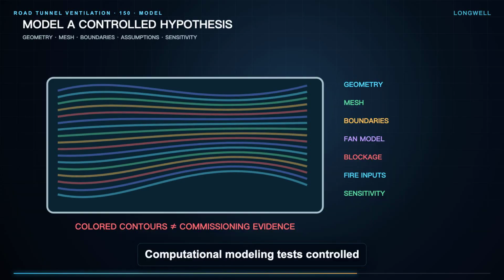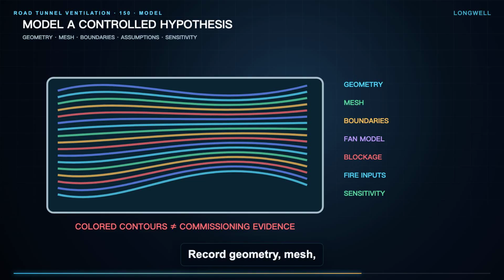Computational modeling tests controlled hypotheses. Record geometry, mesh, boundary conditions, fan representation, traffic blockage, fire and heat release assumptions, ambient wind, sensitivity cases, and acceptance criteria. Colored smoke or velocity contours are not commissioning evidence.